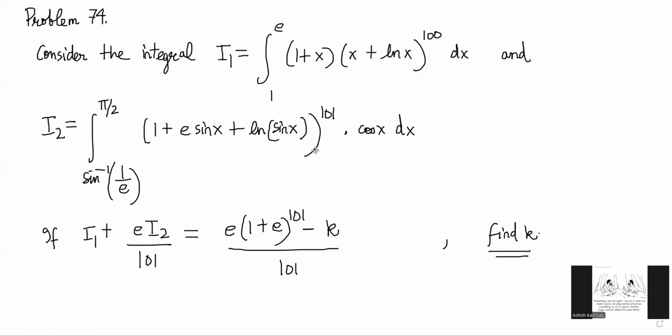right? So the integrals look a little complicated and slightly different because you can see that in this integral the limits are 1 to e, and here the limits are in terms of angles, sine inverse 1 by e to pi by 2. And here there is some trigonometric stuff in this integral. There is sin x cos x present here, and here this was a pure algebraic expression, right? So one thing that you can think of here is if I want to connect I1 and I2 together, I need to try to remove the trigonometric stuff here and make it algebraic, right?